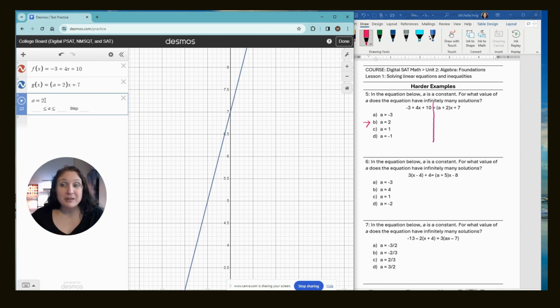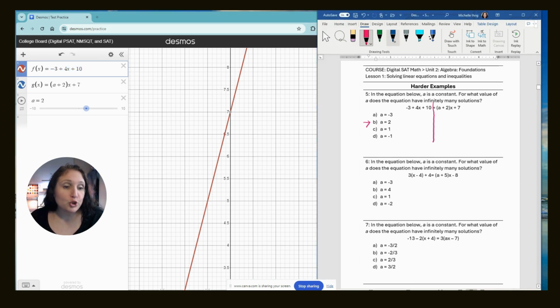Let's look at the next example. It's the same type of thing. So instead of me retyping everything, if you're following along, which you should be, you should have Desmos open and you should be watching the video. We're going to do the same thing. We're going to type in 2 equations. This is my f of x equation, and this is my g of x.